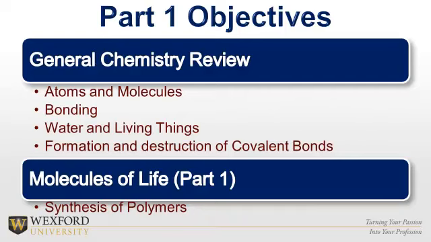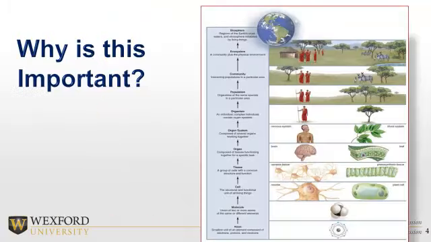So once again, the general chemistry view, atoms and molecules, basic bonding, how molecules are formed from atoms, water and living things, the formation and destruction of covalent bonds. All right, and getting into that's related to the molecules of life, those 4 big molecules, and the synthesis of those polymers. So let's go ahead and get started.